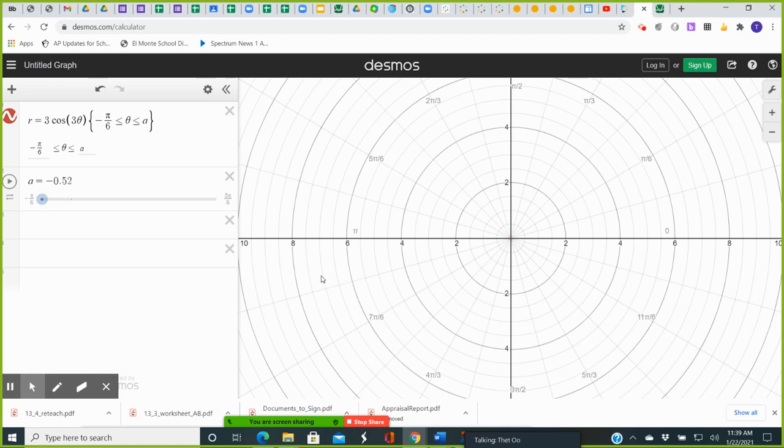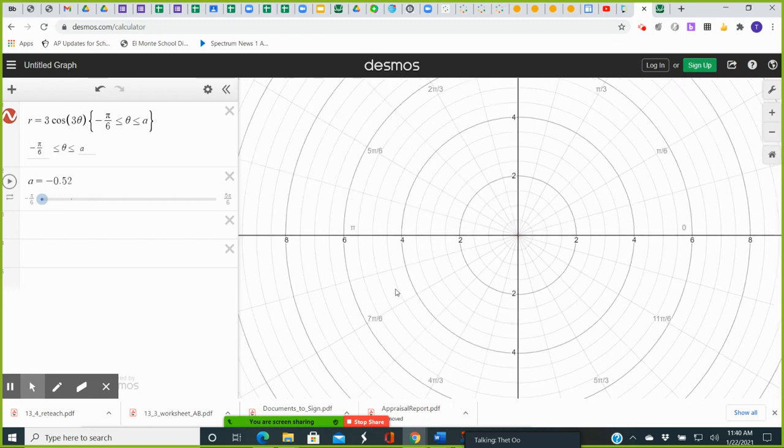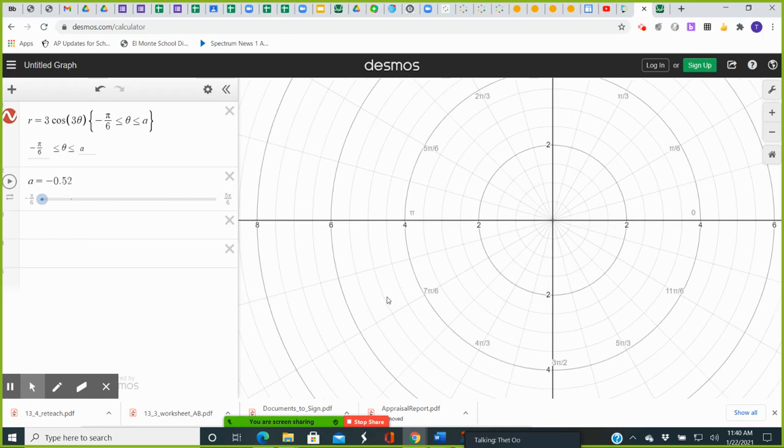So we're looking at the polar equation r is equal to 3 times cosine of 3 theta. And I have added this in braces so that I can have a slider going from negative pi over 6 to a. And I will have the range for a from negative pi over 6 to positive 5 pi over 6. And here's what you'll observe when I begin my sketch.